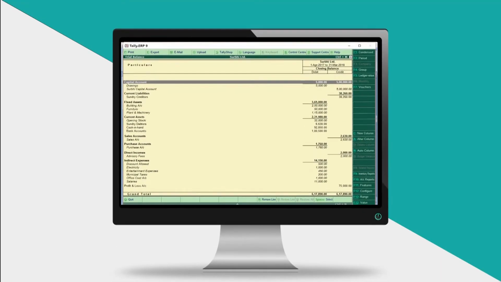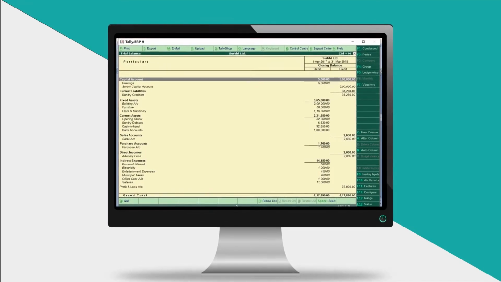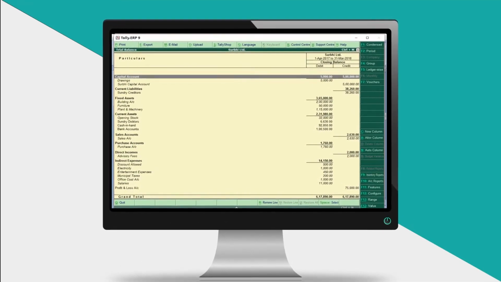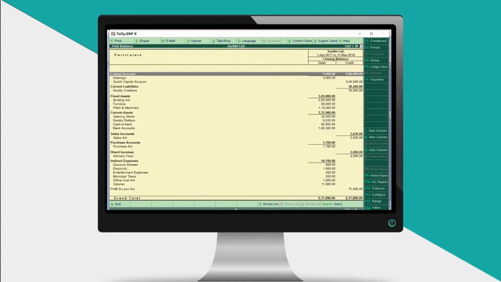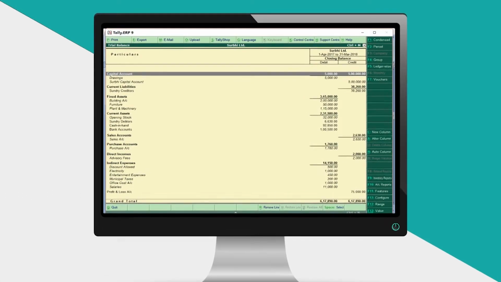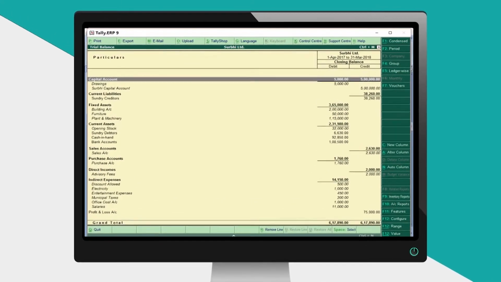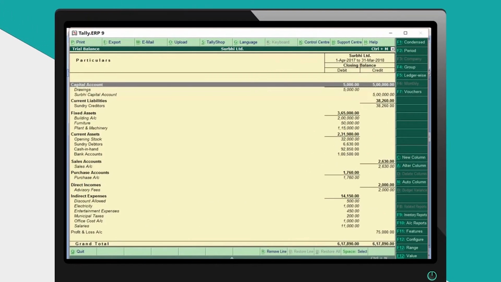On the screen you can see the trial balance, the name of the ledger accounts. Under capital head there are two ledgers, drawings and Subi capital account. Similar way, current liabilities has sundry creditors, fixed assets as building, furniture, plant and machinery. Current assets has opening stock, sundry debtors, cash in hand and bank accounts. Similarly, sales account has sales, leisure, purchase account group has purchase account. There are direct incomes, indirect expenses also. You can see that the total of debit side and credit side both are equal.